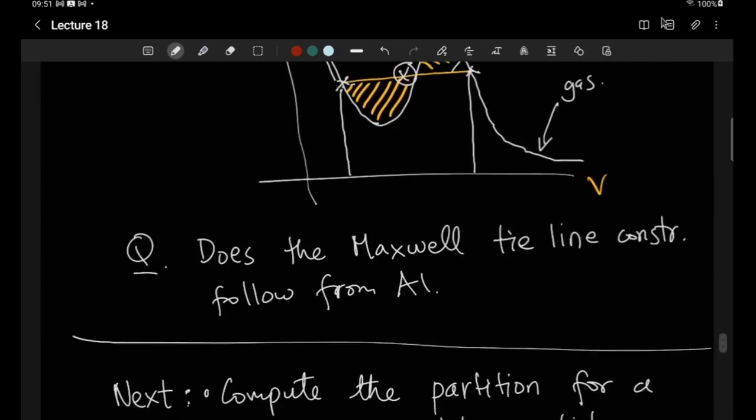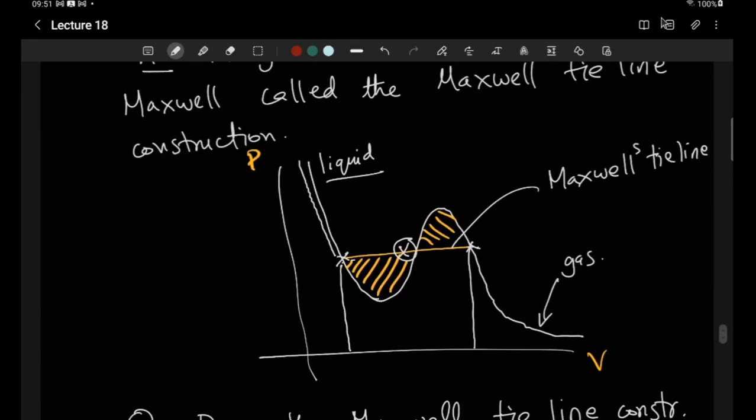Today's lecture was kind of an overview, showing these pictures, but I want to ask you, how many of you have seen the Maxwell tie line construction? Has anybody seen this? No, sir. You haven't done a course in thermodynamics because it's standard thermodynamic stuff. It doesn't matter if you haven't done it because we will see it. So not one person in this whole class.